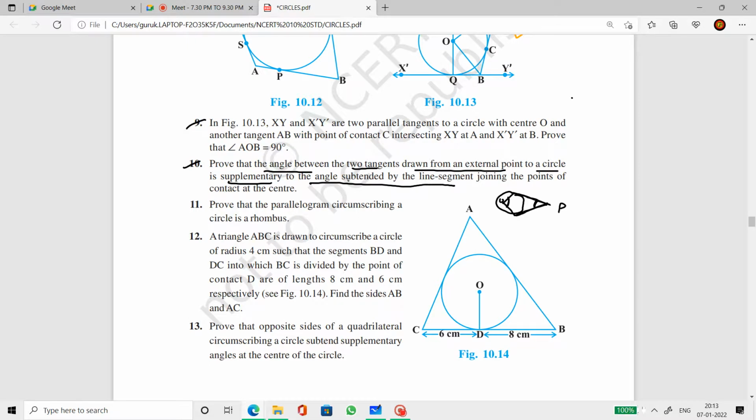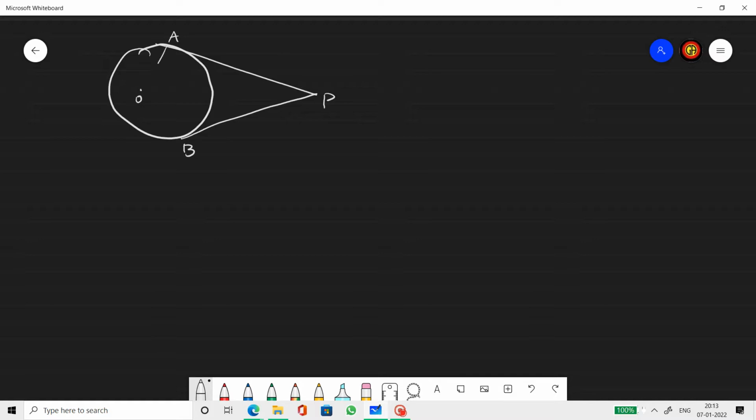So let's take the sum to the board and do it now. Draw a circle, two tangents from the same external point. I'm naming this external point as P, tangents AB and BC. Center O, join O to A, join O to B.